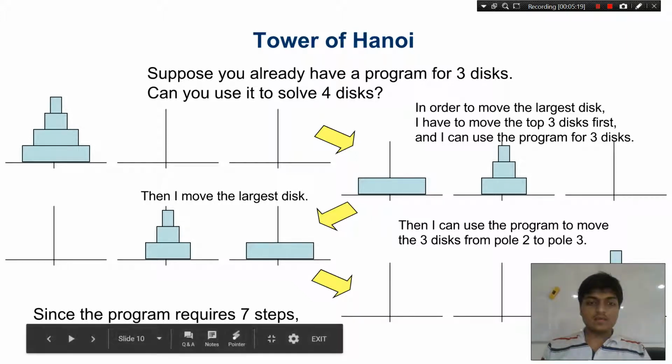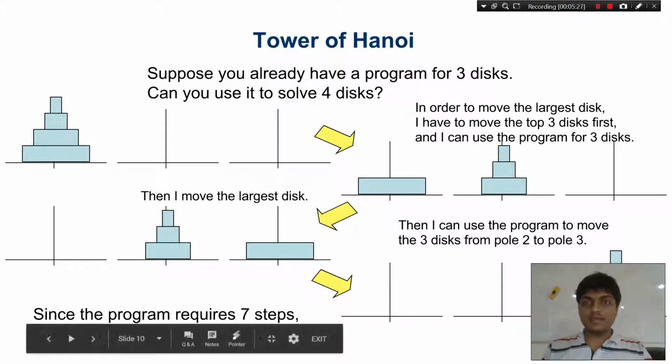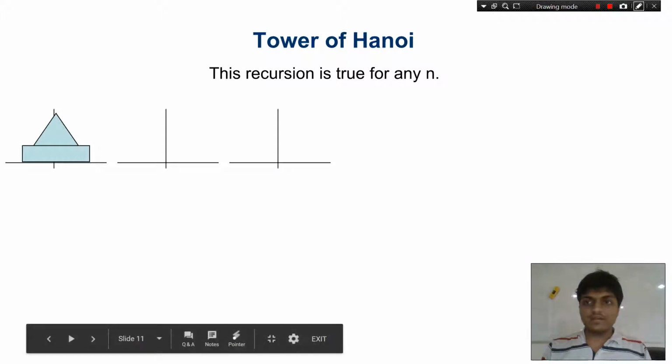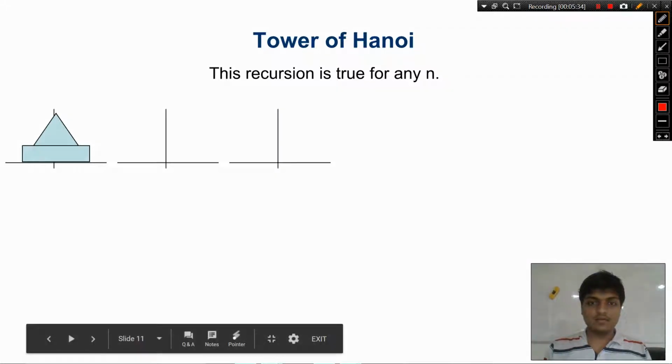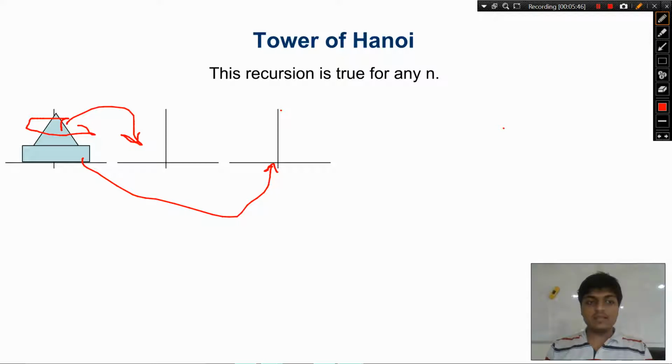And so if the program to move 3 disks took 7 steps, then we use 7 steps here, one step then, and then 7 steps more, so we took 15 steps total, right? So this recursion is true for any n, okay? So for any n, I can move this stack to this pile, then I can move this big disk to the third pile, and then I can move this stack back to this pile, and this would solve the problem which we wanted to solve, right?